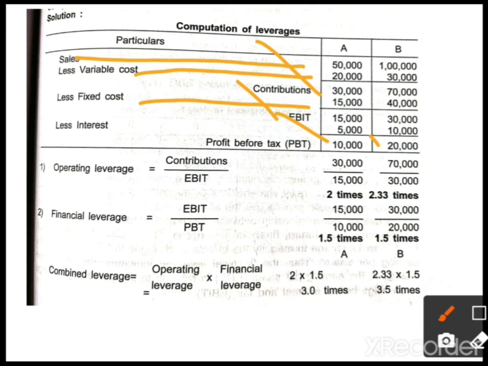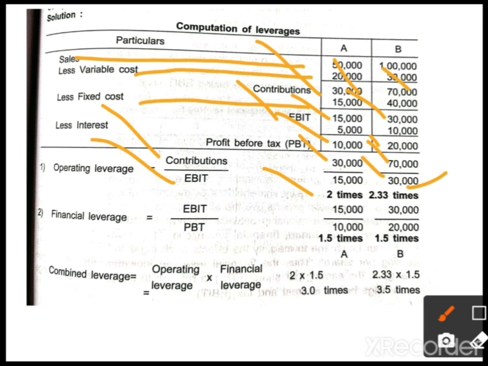Let us move to the calculation of operating leverage for company A and company B. What is the formula for operating leverage? Contribution divided by EBIT. And what is the contribution of company A? 30,000 and EBIT is what? 15,000. 30,000 divided by 15,000, operating leverage is what? 2 times. In the same way, company B contribution is 70,000 and EBIT is what? 30,000. 70,000 divided by 30,000, the operating leverage for company B is 2.33 times.